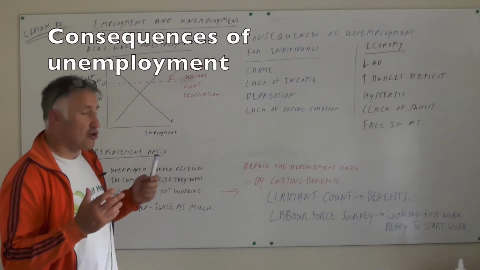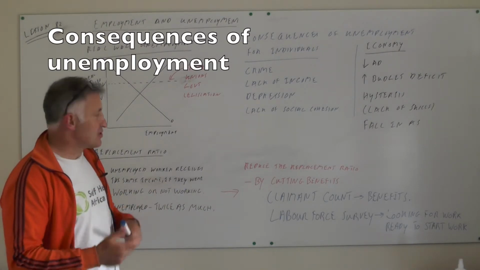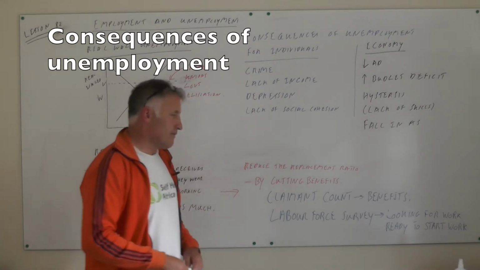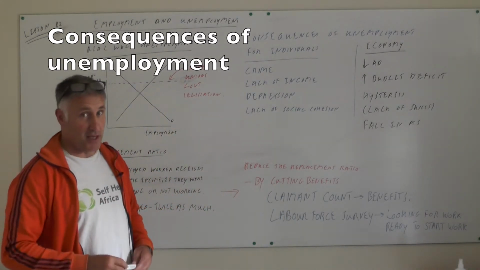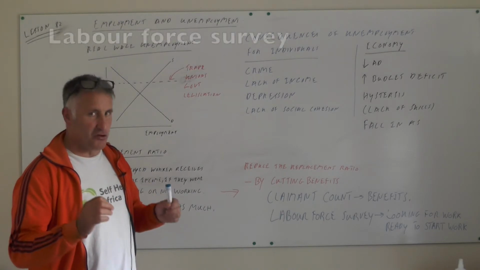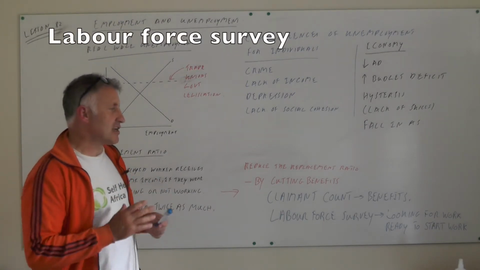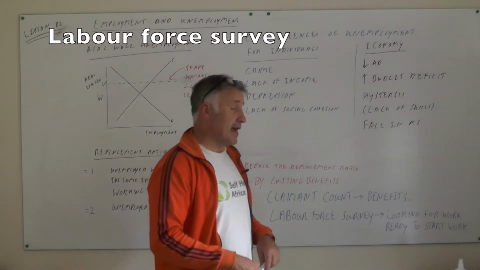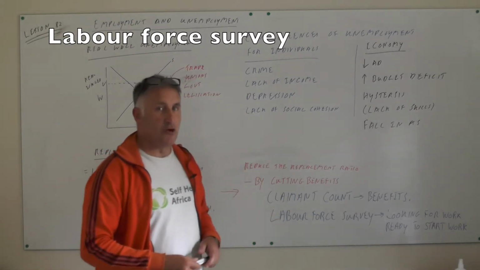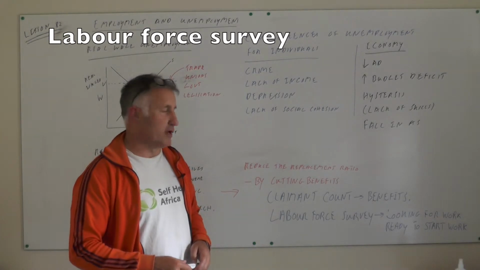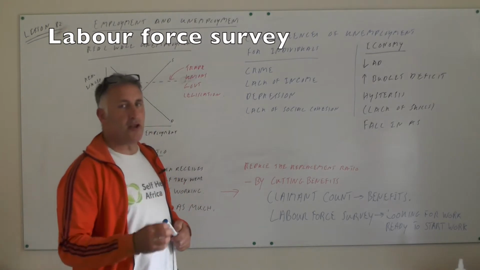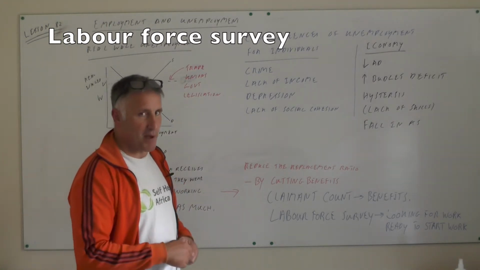The last thing on this one is, we measure unemployment in 2 ways, through the claimant count and through the labour force survey. In fact, what we use now is the labour force survey, simply because that's the measure that they use in the rest of Europe. Basically, if you're out of work, you're looking for work and you're prepared to start work, then you will be classified as being unemployed. However, under the claimant count, you could only be unemployed if you were also receiving benefits.